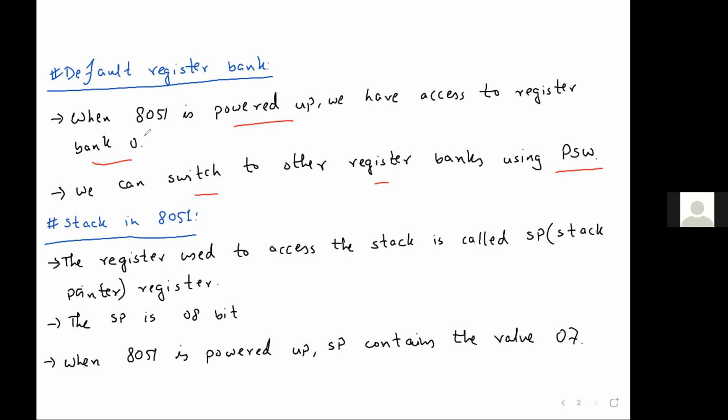If you have any query, you can ask. Assuming you don't have any query, let us move on to stack. Your stack actually is your register bank 1. So register bank 1 is specifically known as your stack. The register used to access the stack is called SP, the stack pointer register, and you know that your stack pointer is 8-bit.